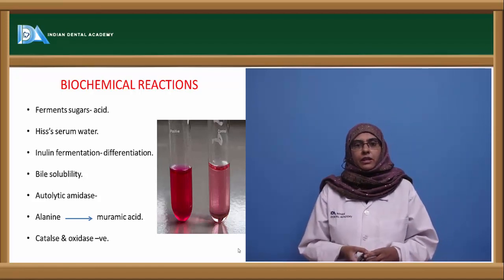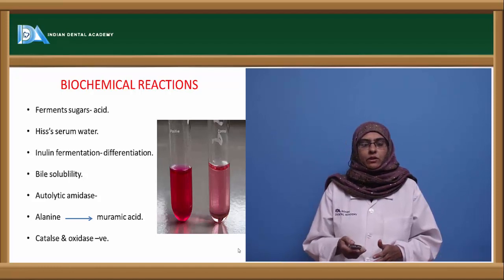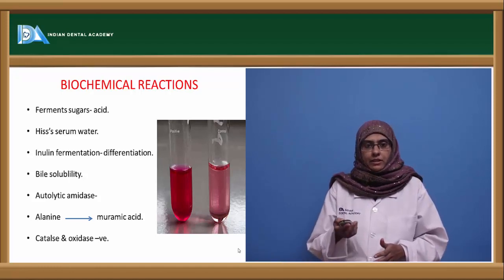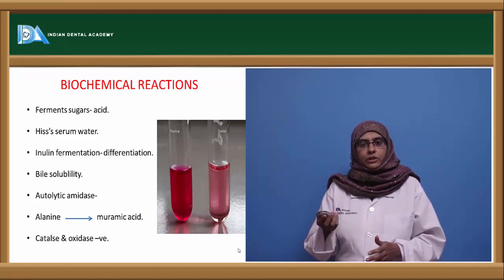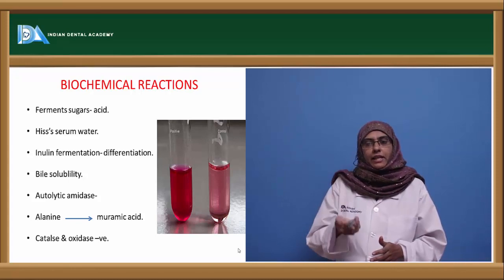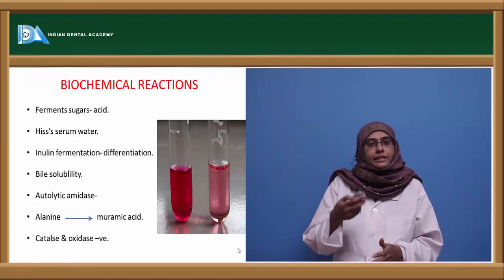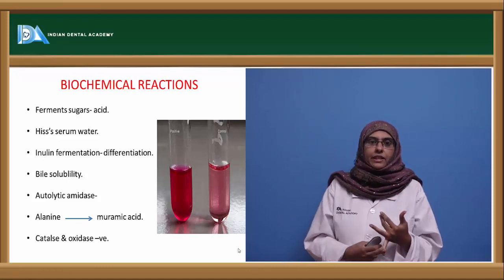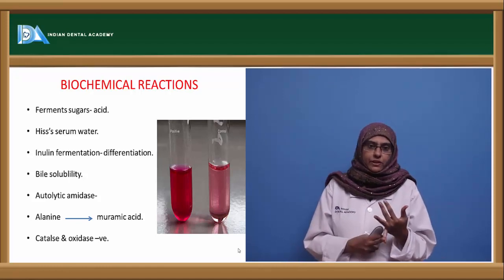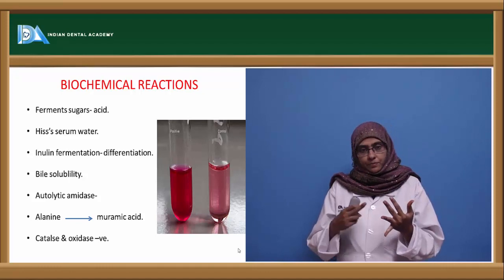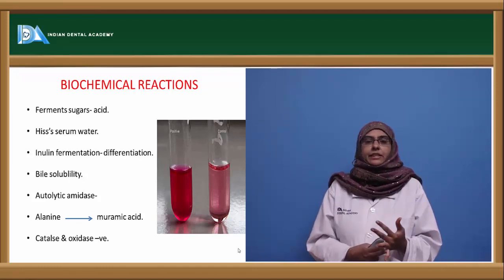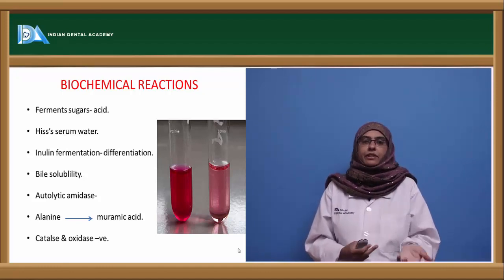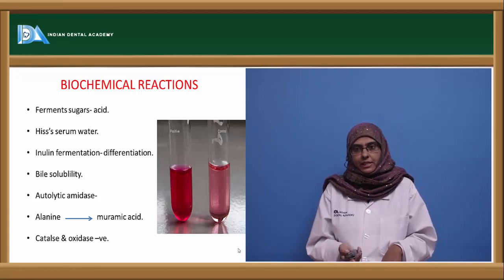Apart from this, this organism is catalase and oxidase negative. That is, you cannot see a positive reaction of the catalase and oxidase, which is only the characteristic feature of the Neisseria. So how do we identify this organism? It is with the help of fermentation of the sugars, inulin fermentation, and the bile solubility test. These are the three characteristic features by which you can identify the organism in the cultural media.